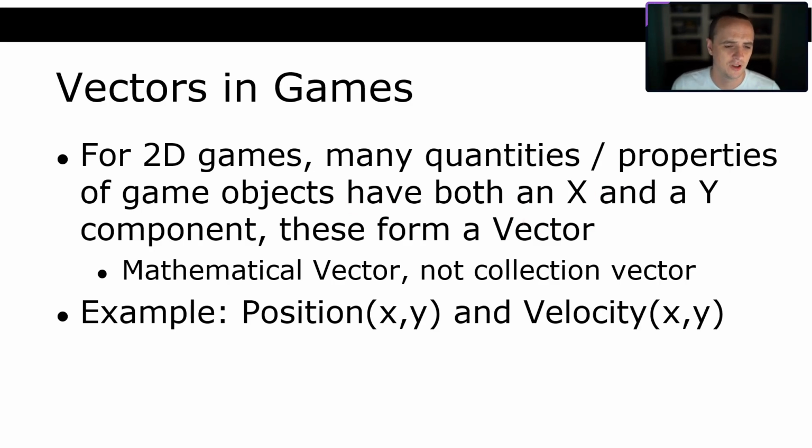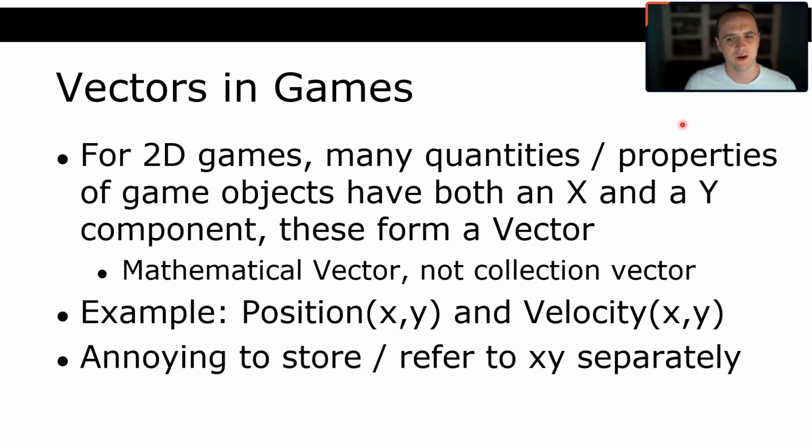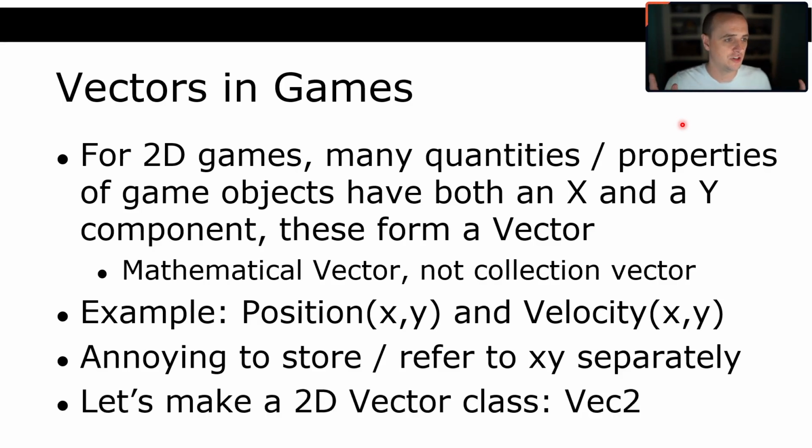So for example, in our game, we may have a position vector, which is an XY, and a velocity vector, which also has XY. And it would be really annoying to store and refer to two variables for the position. Of course we could have position X, position Y, and velocity X and velocity Y. And then we have 4 different variables, and we have to remember the names of all those variables. And so what we're just going to do is make our own 2D vector class, and that's going to be called vec2.